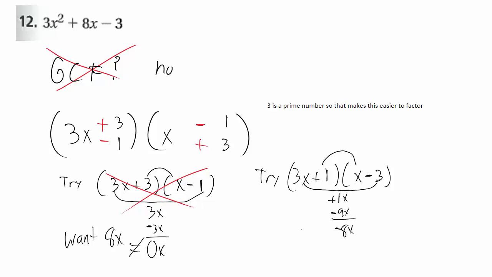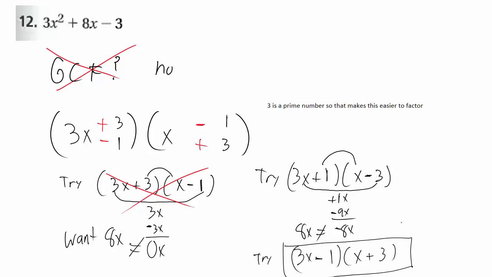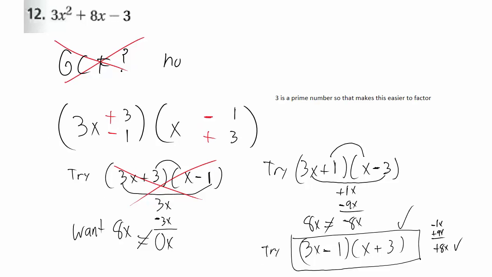So I check the x terms. I almost get what I want. I get a minus 8x, but I don't want a minus 8x. I want a plus 8x. So the number's right, the signs are wrong, so I just switch the signs. And you can check that they work out here. So just try the different possibilities.